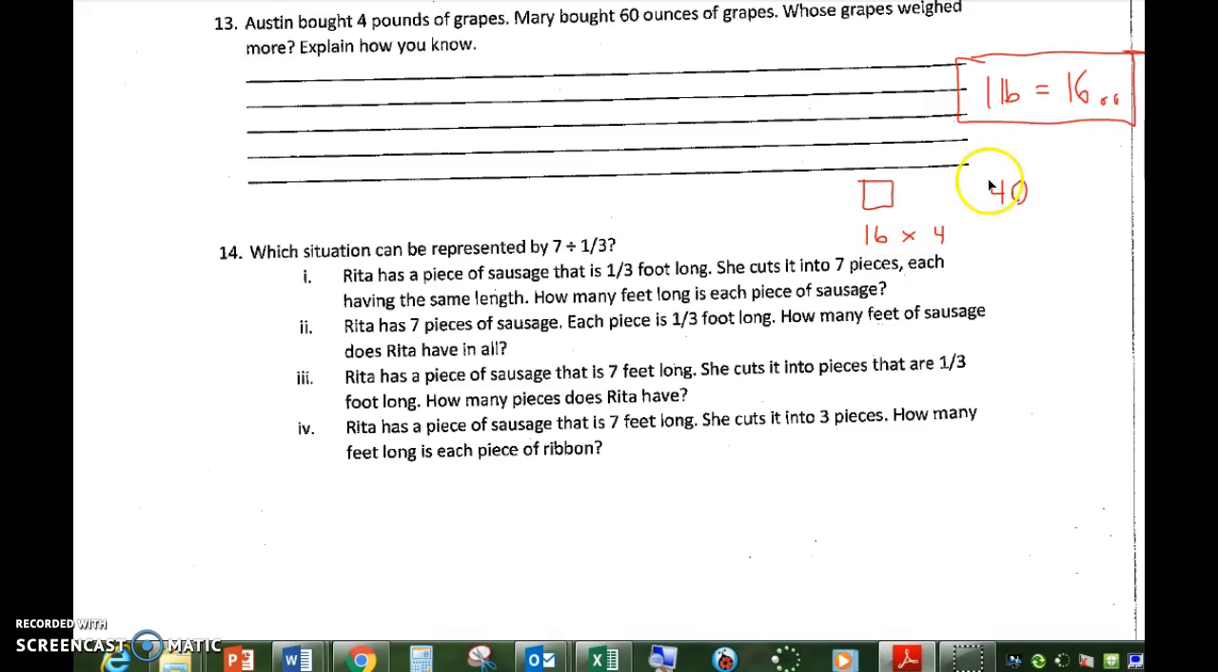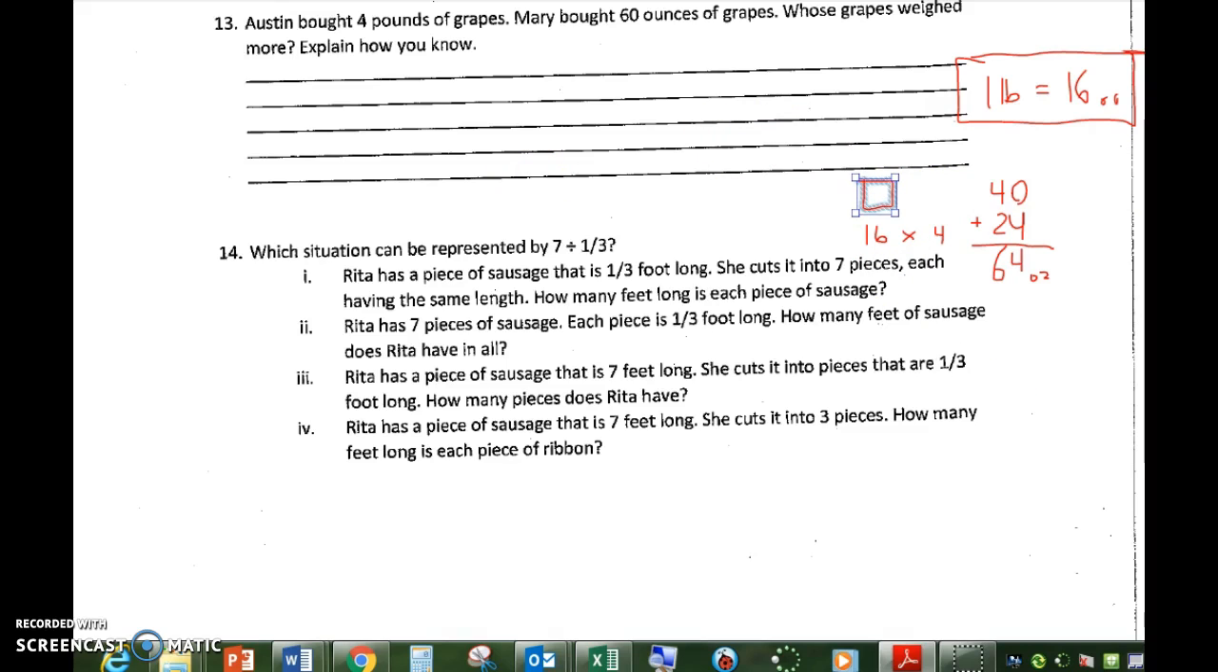So 4 times 10 was 40. And then 4 times the 6 would be 24. And I have to put these two numbers together then. And with that, you would get 64 ounces. So in this case, it looks like Austin has more. And you could explain that in your own words, however you see fit. If you're going to use numbers, make sure you label them so everybody knows what they represent.